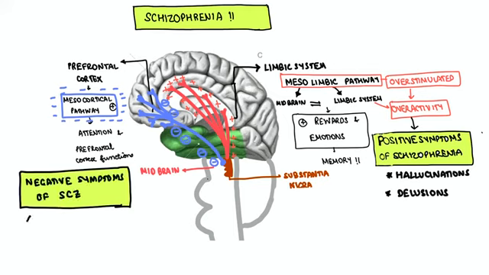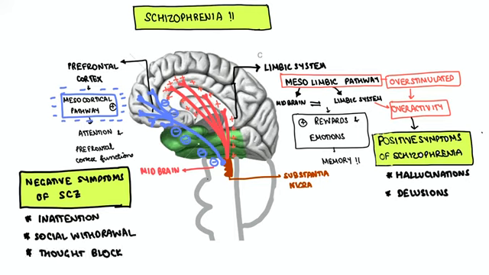These are the negative symptoms of schizophrenia: those which are present in normal individuals are absent in these people. Social withdrawal will be there; they won't interact with people. Thought processing won't happen properly. Thought blocks will happen. These are the negative symptoms of schizophrenia.